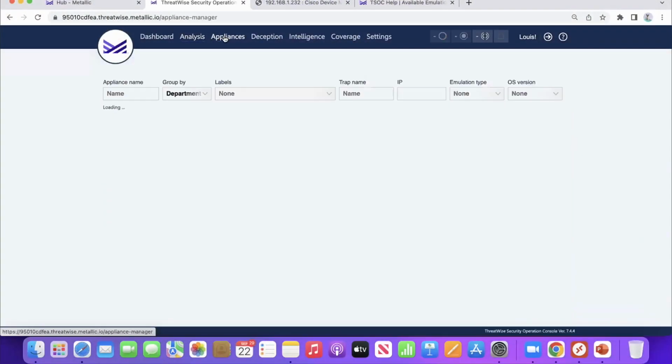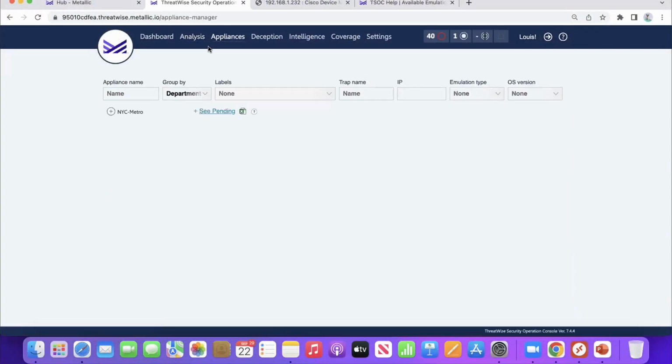TSOC, just again, a recap here. TSOC is in the cloud, that's the SaaS. That's reporting, administration, metering, et cetera. The appliance: everything we've spoken about so far is about sensors or decoys or traps, and those are hosted from the appliance. Now with that said, let me come back over here.